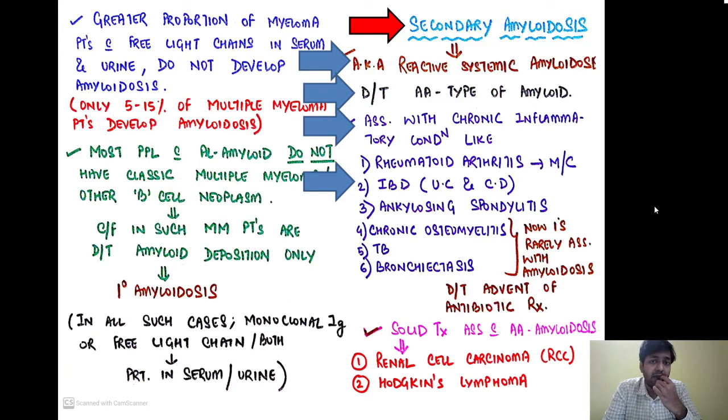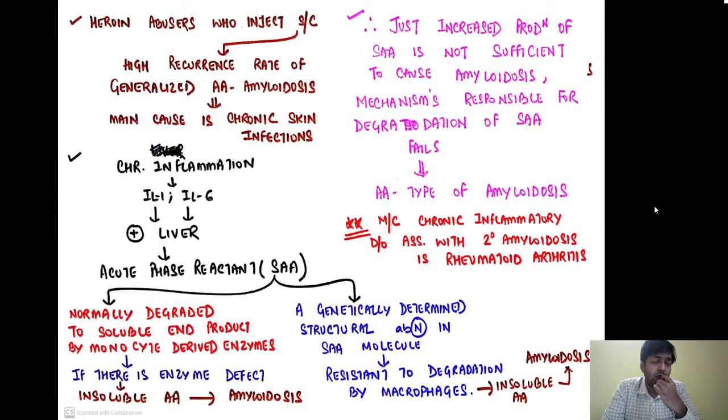Okay, now previously, remember, secondary amyloidosis was very common in chronic osteomyelitis, TB and bronchiectasis. Now all such conditions are rarely associated with amyloidosis because of the advent of antibiotic therapy. There are also certain solid tumors which are associated with secondary or AA type of amyloidosis. This is the renal cell carcinoma and Hodgkin's lymphoma. Moving ahead, you also have to remember that heroin abusers who inject subcutaneously have a very high rate of generalized AA type of amyloidosis, because the major reason here is chronic inflammation, that is chronic skin infection.